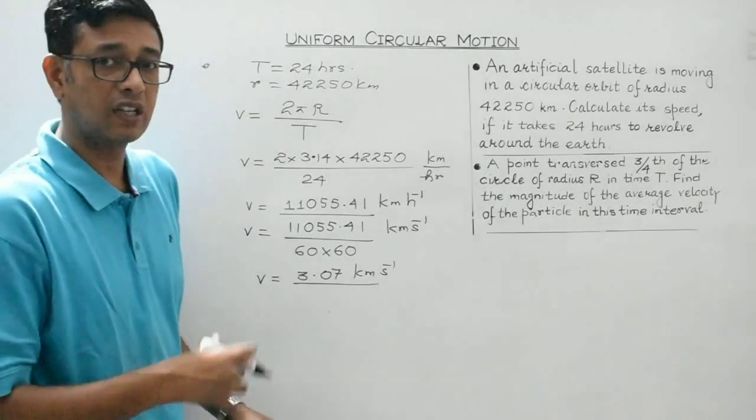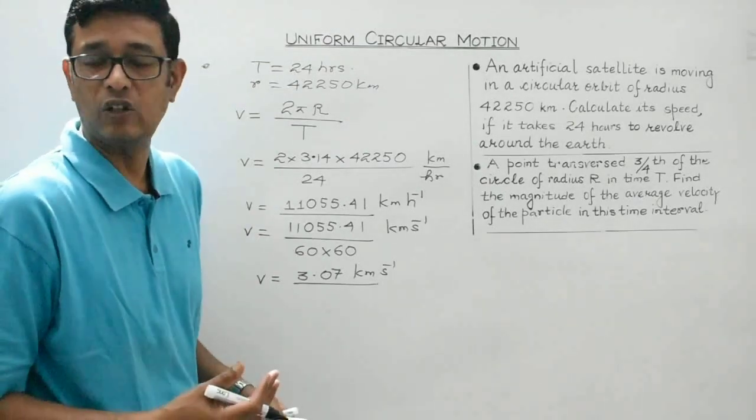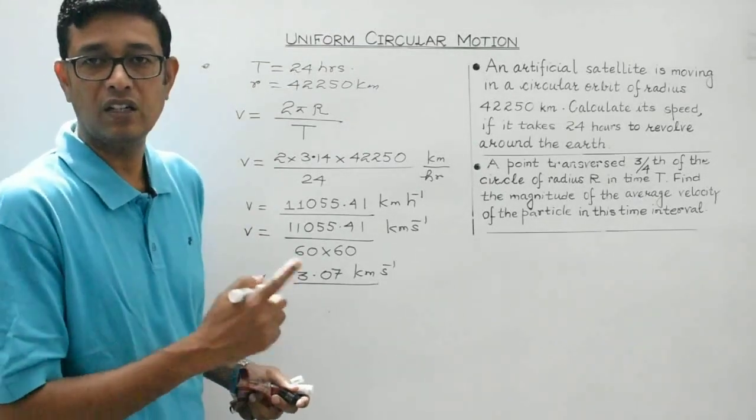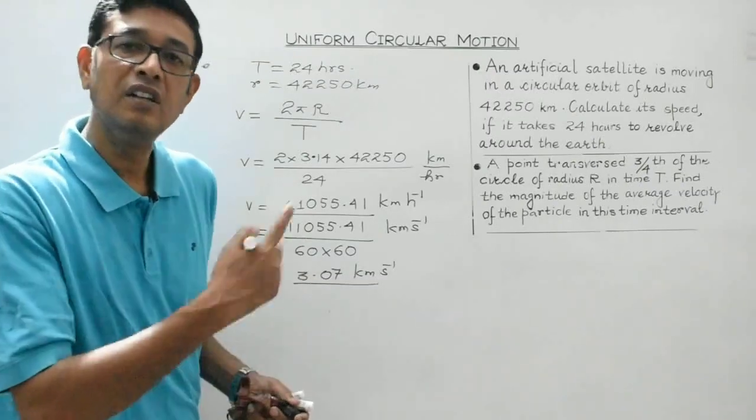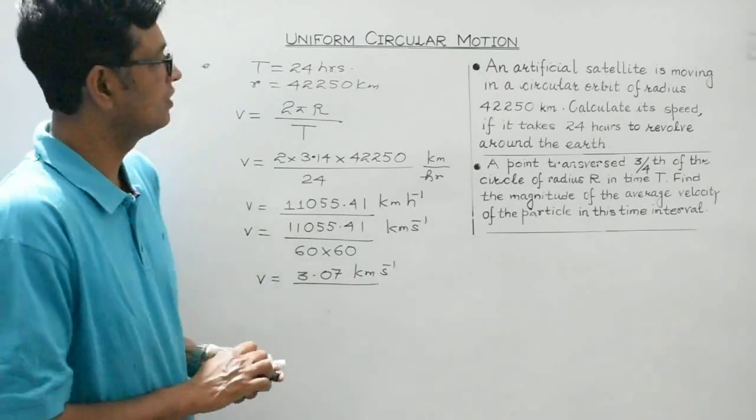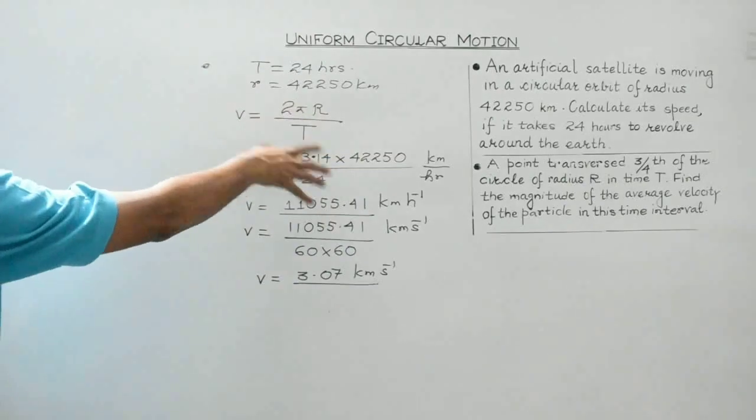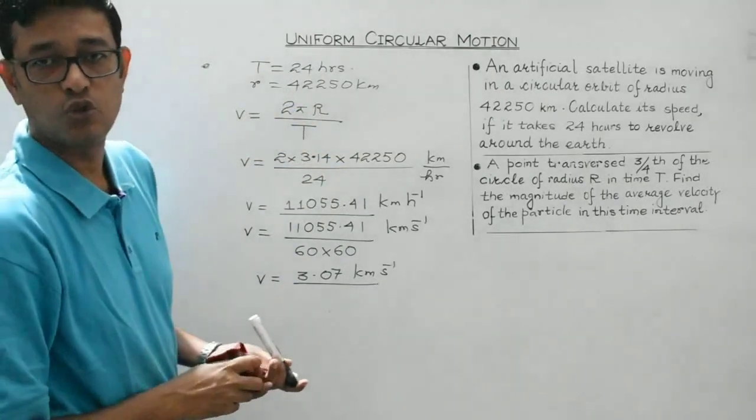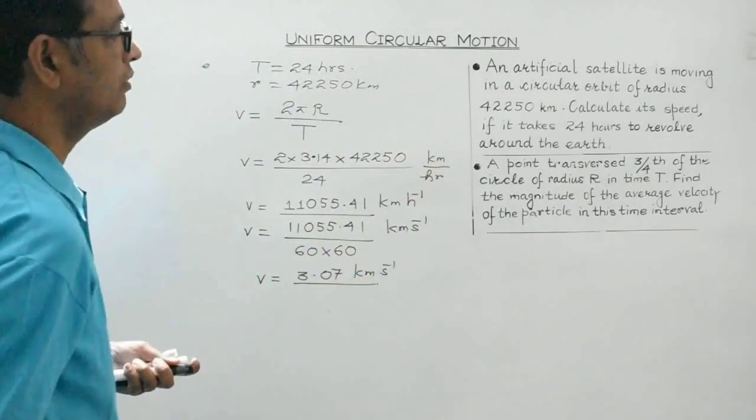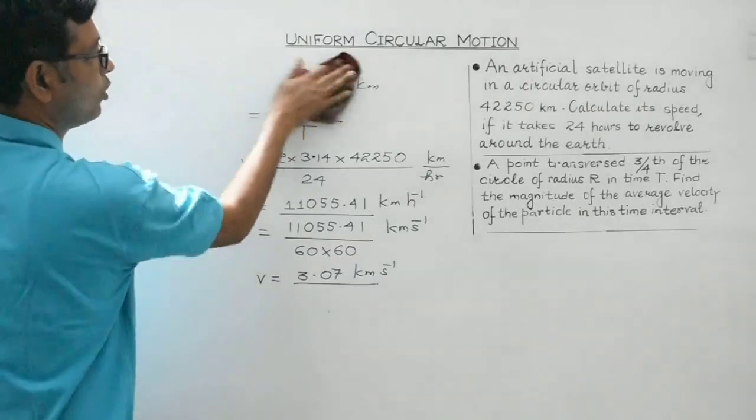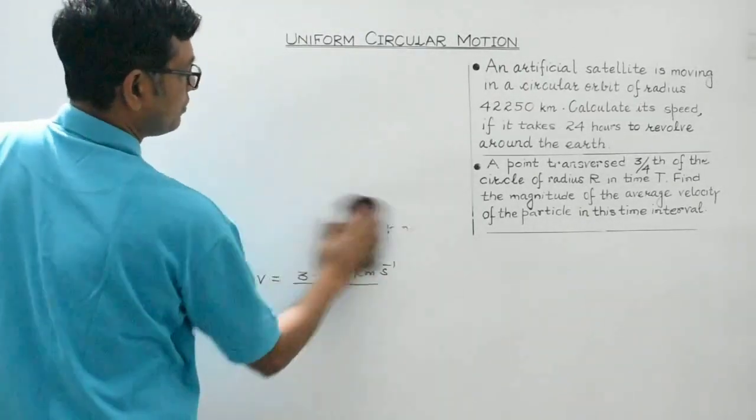In order to convert hour to seconds, you need to multiply by 3600. 1 hour is 60 minutes, each minute is 60 seconds. Right, students? So it was a question based on the direct formula, V equals 2 pi r by t. Similarly, we can consider the second question. It's an important and interesting one.